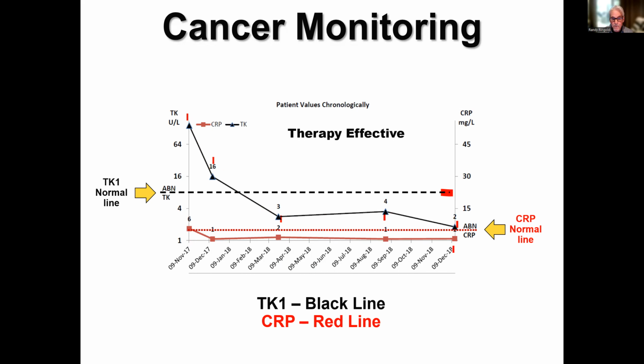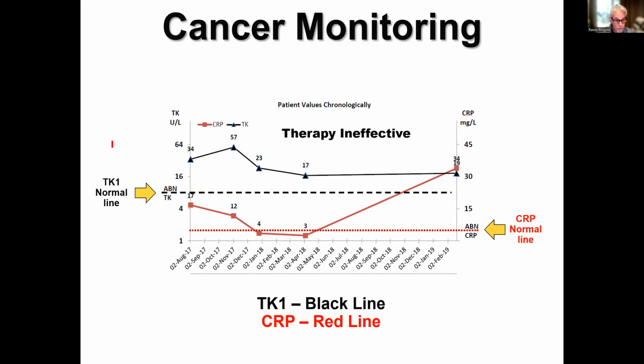Inflammation drops, stays below. Effective therapy. Ineffective therapy: inflammation drops, it always drops. Even if you just give anti-inflammatory medication, it's going to drop. But you'll notice that TK did not go below the dotted line, which means that therapy was completely ineffective, which means this would warrant a change in therapy to then get it down so that the proliferation isn't occurring.